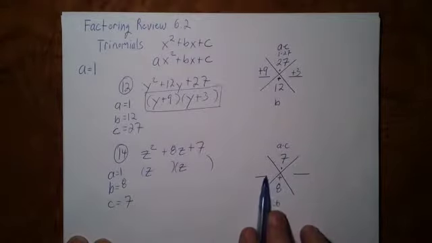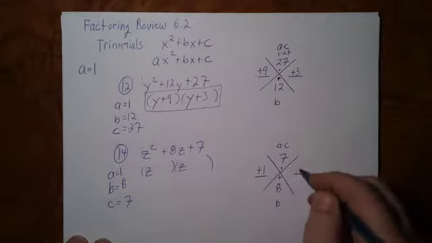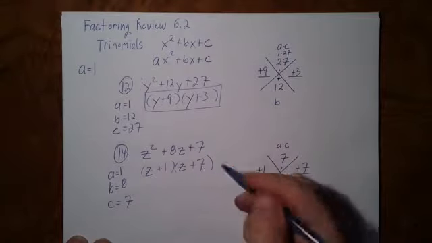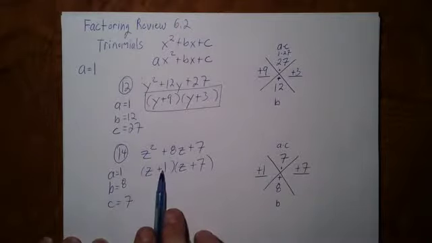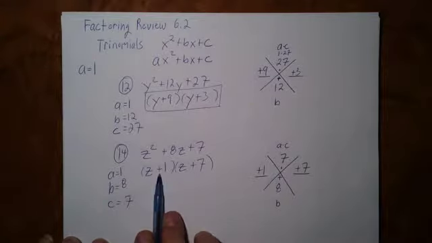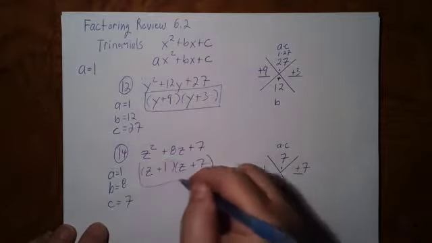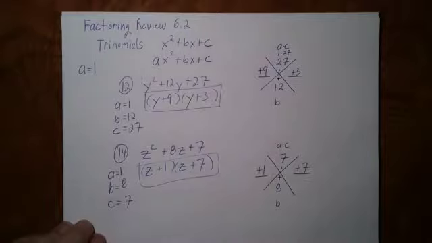Well, there's only one way to get a product of 7 and a sum of 8. That's with plus 1 and plus 7. So I'm going to go ahead and put plus 1 here and plus 7 here. In case you're wondering, some may ask, does it matter if I put the plus 7 here and the plus 1 here? It does not. If I were to make this z plus 7 times z plus 1, they're both the same pair of binomial factors, therefore the answer would still be correct. So these are the two binomial factors for z squared plus 8z plus 7.